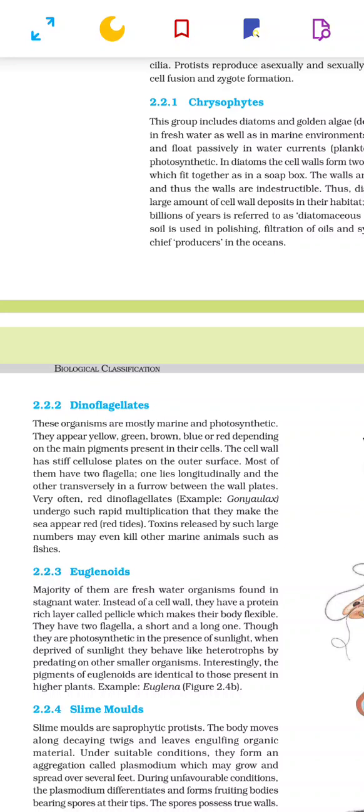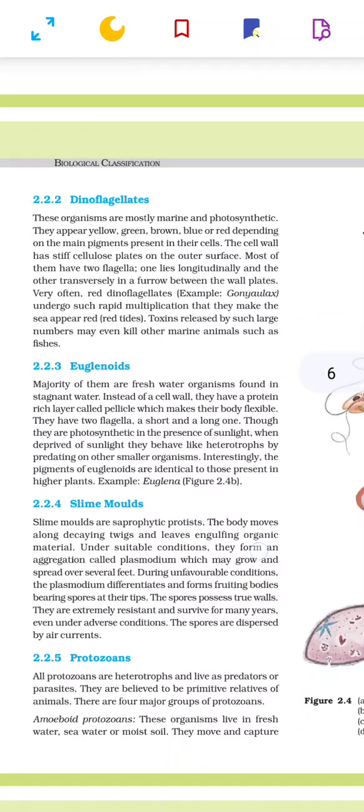2.2.3 Euglenoids. The majority of them are freshwater organisms found in stagnant water. Instead of a cell wall, they have a protein-rich layer called the pellicle, which makes their body flexible. They have two flagella, one short and one long. Though they are photosynthetic in the presence of sunlight, when deprived of sunlight, they behave like heterotrophs by preying on other smaller organisms. Interestingly, the pigments of the euglenoids are identical to those present in higher plants. For example, Euglena in figure 2.4b.